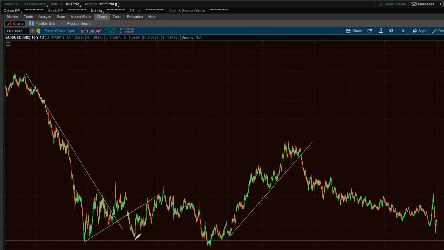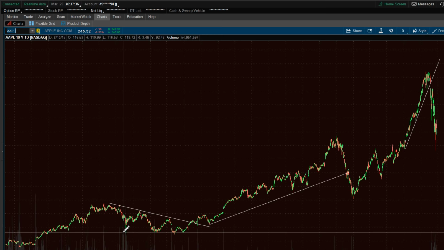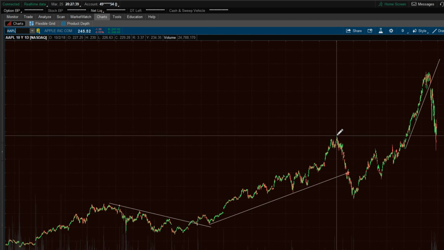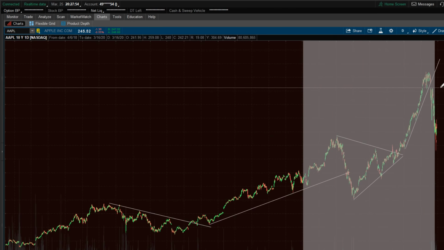Here's another one. Okay. All right, let me go back to Apple because I saw something good on Apple for the next thing that I'm going to talk about. So the next thing that I want to talk about was triangles. And all a triangle is an area of consolidation that's formed by trend lines. Okay, and this was a really nice triangle that I saw right here on Apple.